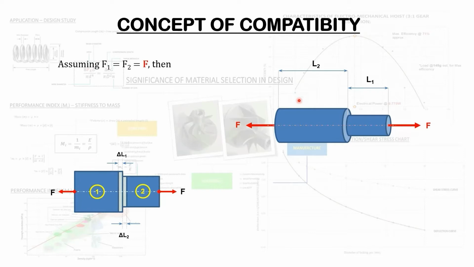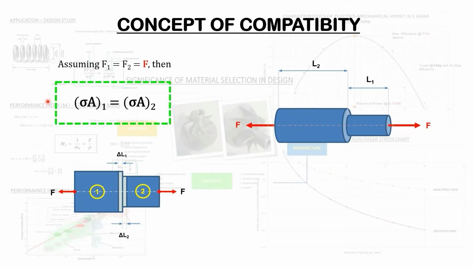So we can then use this information to create some form of expression for us to work around this measure of indeterminacy by assuming that F1, or the force in section 1, is equal to the force in section 2, thus equal to F. Thus, if we use the relationship regarding force, stress, and area, we can assume that the product of the stress and the area in section 1 is equal to the product of the stress and area in section 2.